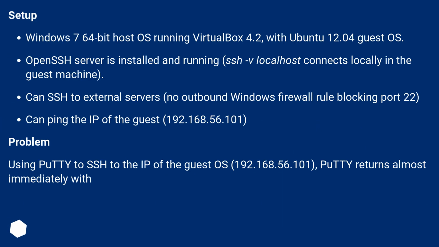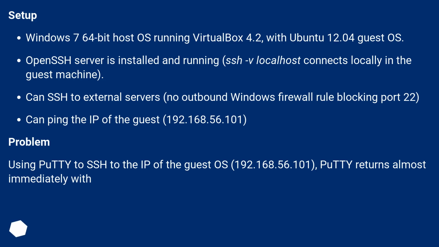SSH into VirtualBox guest, connection refused. Setup: Windows 7 64-bit host OS running VirtualBox 4.2, with Ubuntu 12.04 guest OS. OpenSSH server is installed and running. SSH localhost connects locally in the guest machine. Can SSH to external servers, no outbound Windows firewall rule blocking port 22.